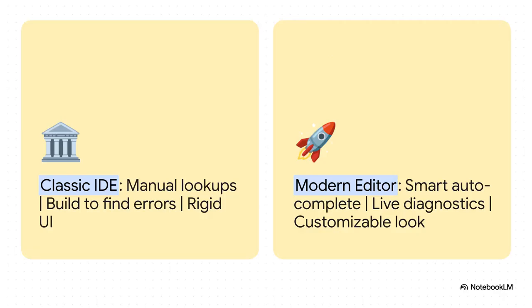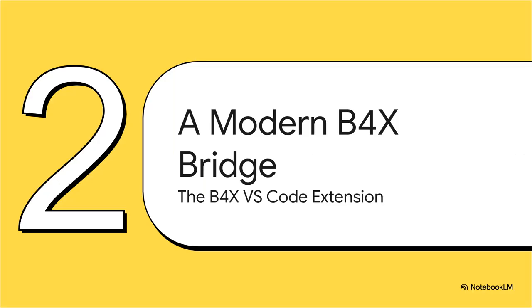And really, the difference is night and day. In the classic IDE, you're constantly doing manual lookups, you have to build your whole project just to find a simple typo, and the UI is pretty much set in stone. Compare that to a modern editor, where you get smart autocomplete, you see errors pop up as you type, and you can make the whole thing look and feel exactly how you want it. It's a huge gap. So the big question is, how do you cross that gap?